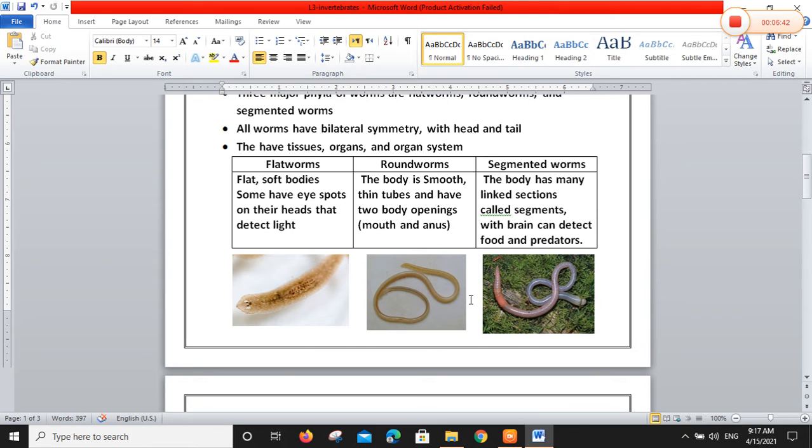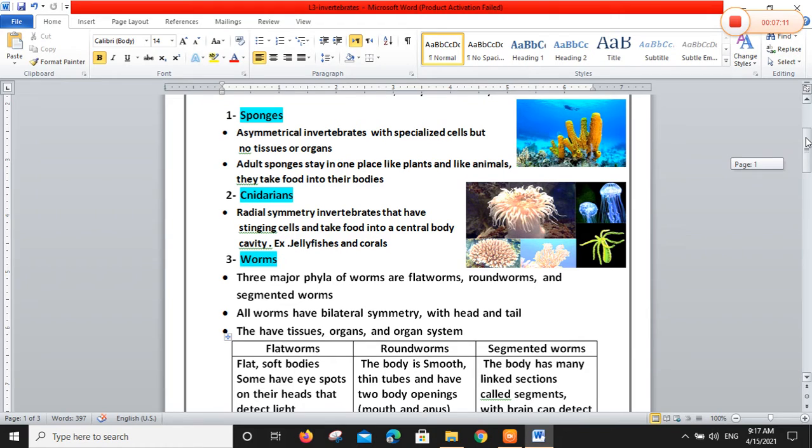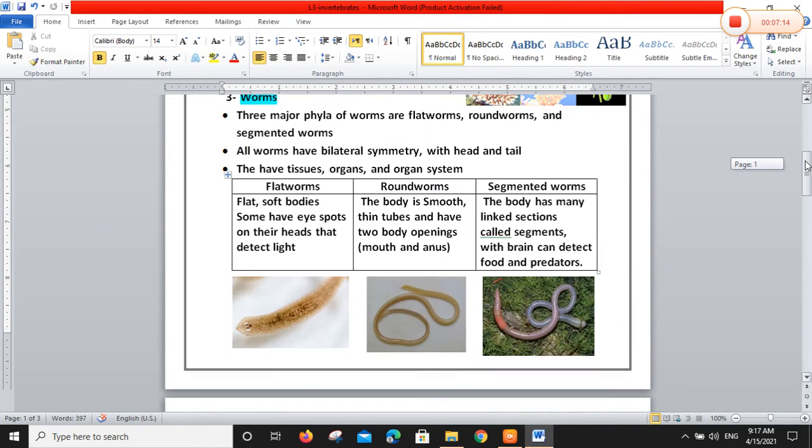Flatworms. The example in our book is the planarian. Planarians have a flat, soft body without segments. Some have eye spots on their heads that detect light. Also, look at the two eyes. This makes the body bilateral symmetry. So we did sponges, cnidarians, and worms.